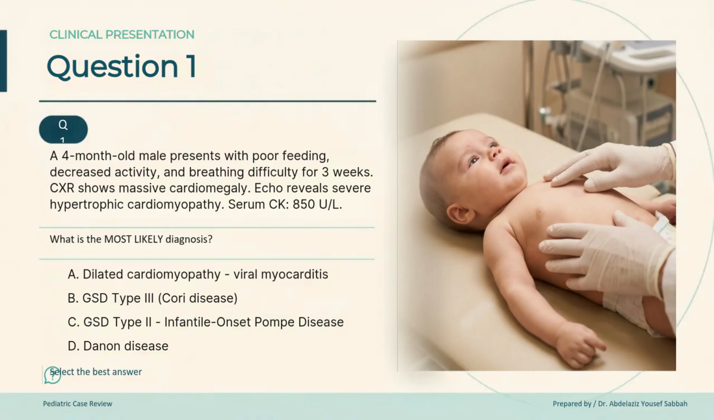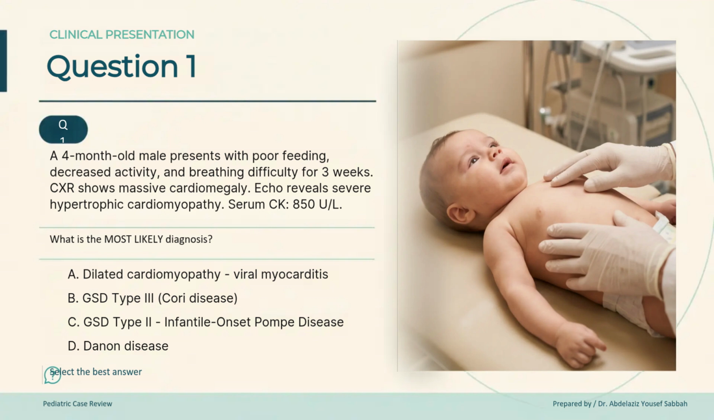A 4-month-old male presents with poor feeding, decreased activity, and breathing difficulty for 3 weeks. Chest X-ray shows massive cardiomegaly. Echocardiography reveals severe hypertrophic cardiomyopathy. The serum creatine kinase is 850 units per liter. What is the most likely diagnosis?